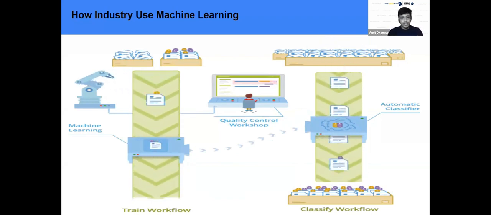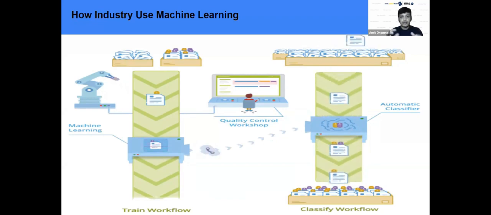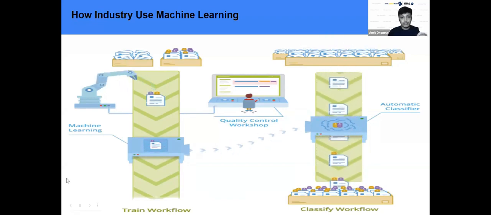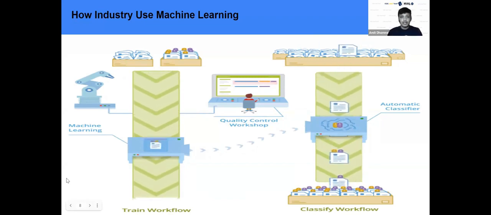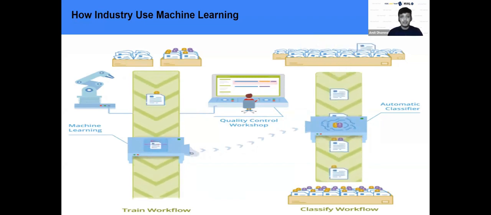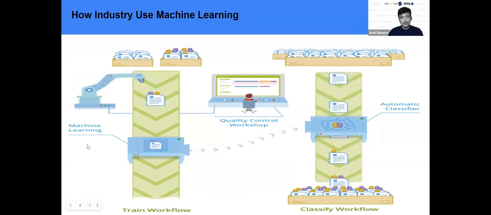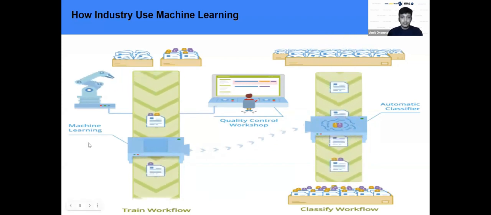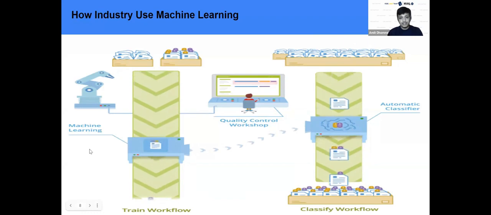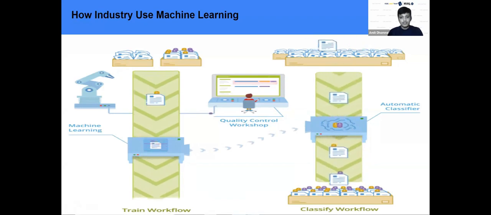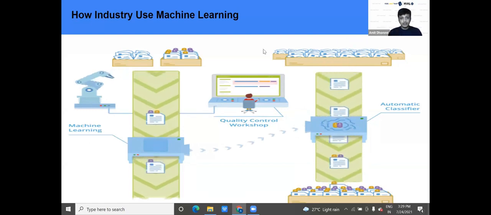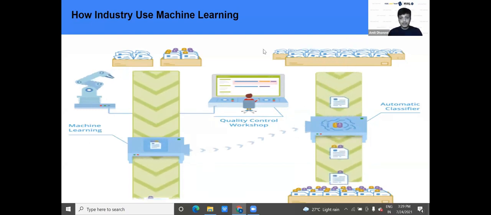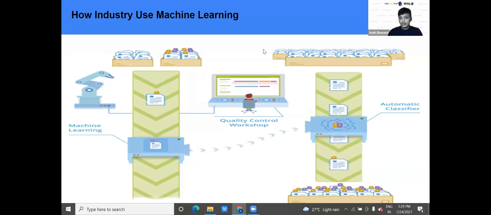I have explained this video and image because of how industry is working. You might have seen on Discovery how in foreign countries like the USA, Germany, and Britain they are using automatic machines that are completely based on artificial intelligence and machine learning. There are three algorithms I told you: supervised learning, unsupervised learning, and reinforcement learning.